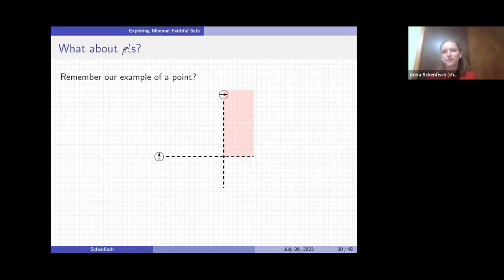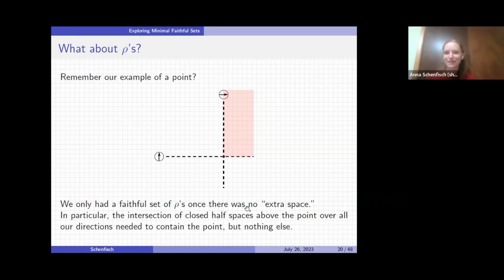Okay, on now to non-augmented diagrams. So we don't have this extra information of the diagonal points anymore. Can we make a simplicial complex which requires a lot to have a faithful set? Okay, so we had an example of a single point from before, and there was this phenomenon we observed where we had this unexplored region, and we kind of had to squash it out. We needed a third direction. More mathematically, we could say that the intersection of closed half spaces above the point, with respect to all the directions, needed to only contain the point and nothing else. So my third direction, if I look at the intersection of all these half spaces, it's just the single point, no extra space.